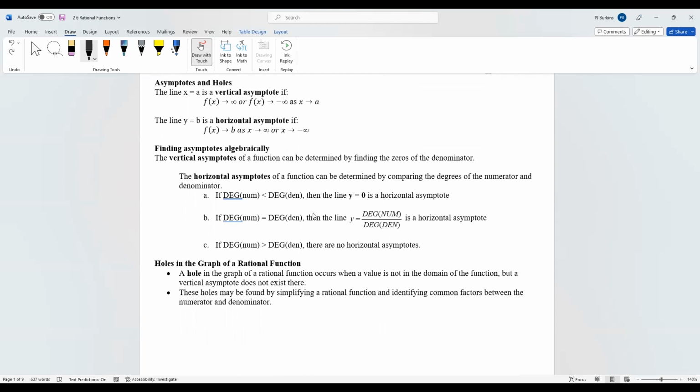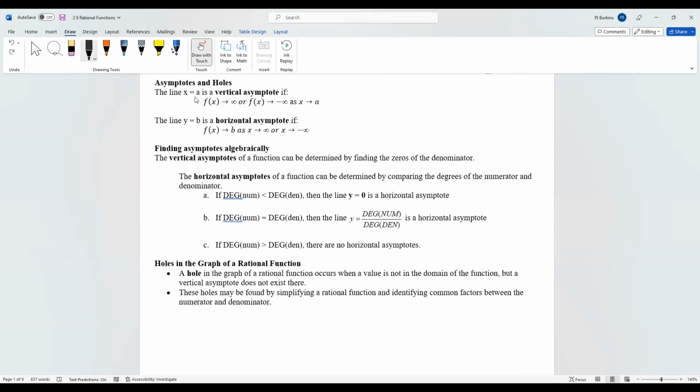So a line x equals a is a vertical asymptote if the function approaches infinity or negative infinity as x approaches some constant. The line y equals b is a horizontal asymptote if the function approaches b as x approaches infinity or negative infinity. So I'm going to go ahead and scroll down here to one of these equations so we can actually see what that means. Because a lot of times the sentences don't really mean much without a picture.